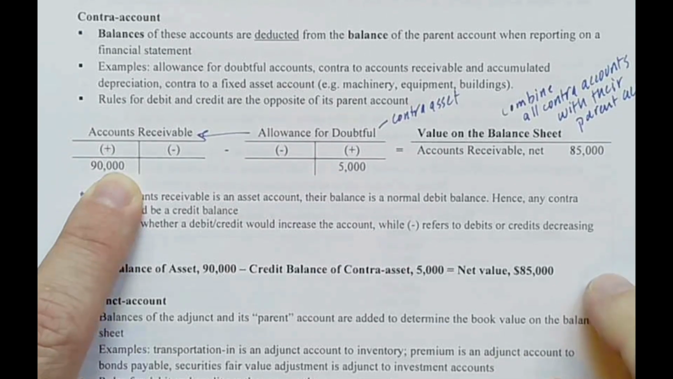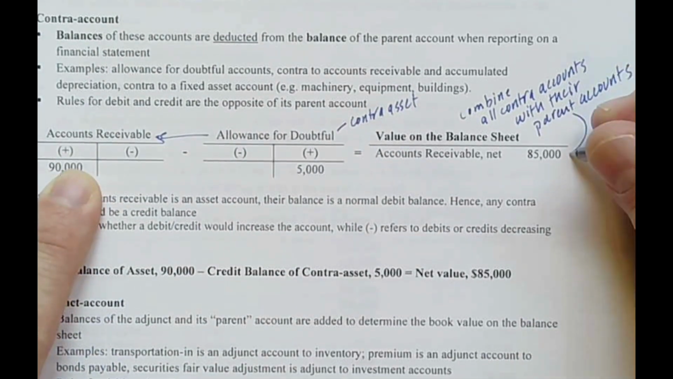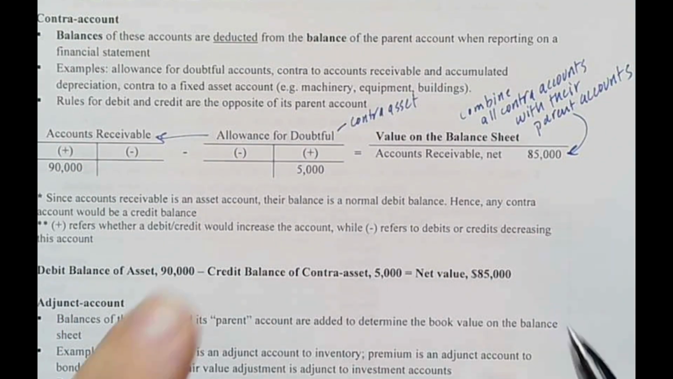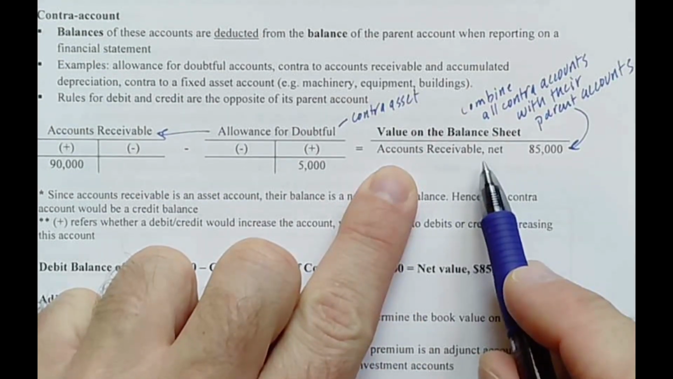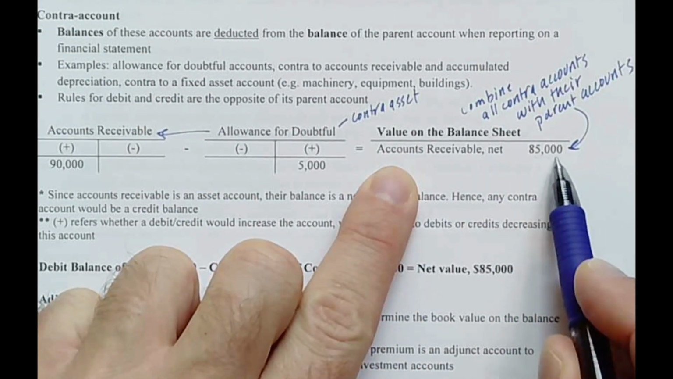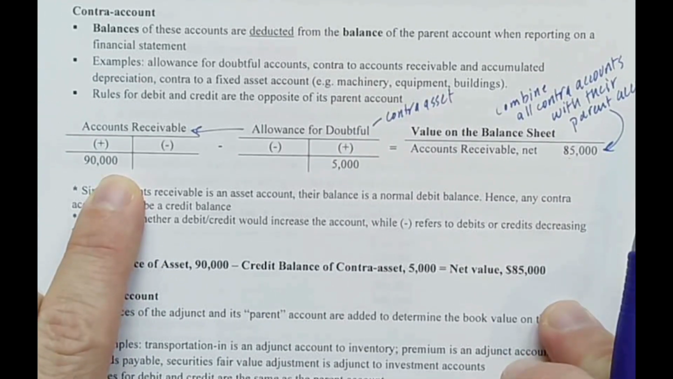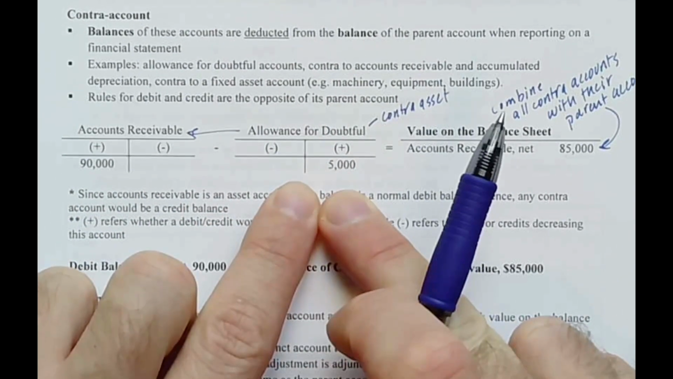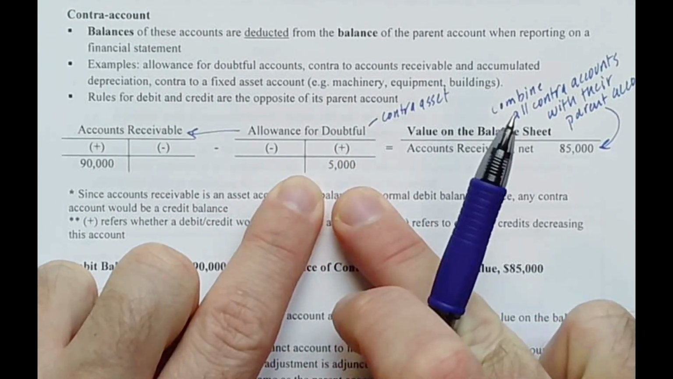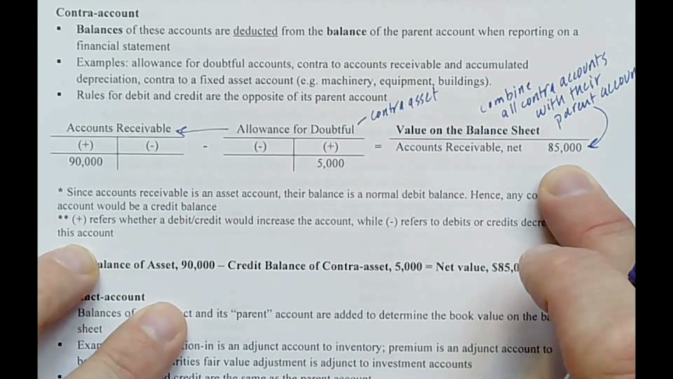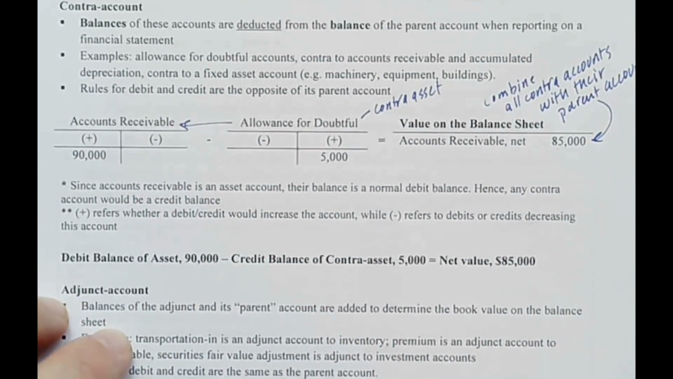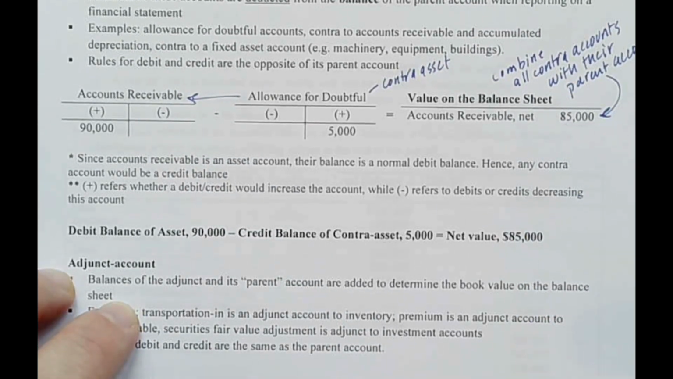When we present on the financial statement, we would just say the book value of receivables is $85,000. That is, we take the $90,000 debit balance in accounts receivable, subtract off the $5,000 credit balance in the allowance for doubtful accounts, and that gives us the accounts receivable balance. I'll pick up in the next video and we'll talk a little bit about adjunct accounts. This verbiage just goes through what I just talked to you about and explains some of the symbols I have in the example above.